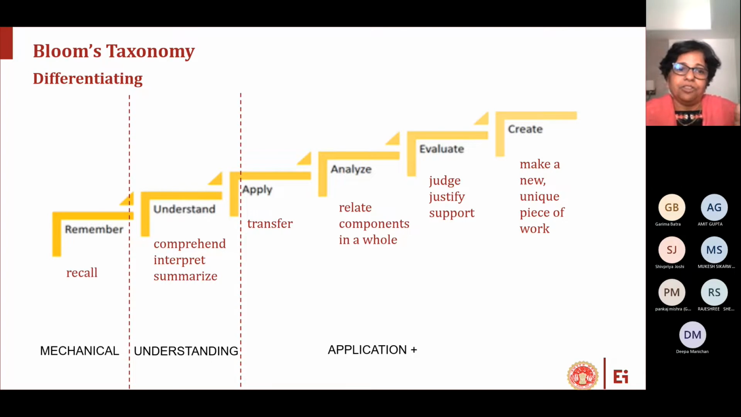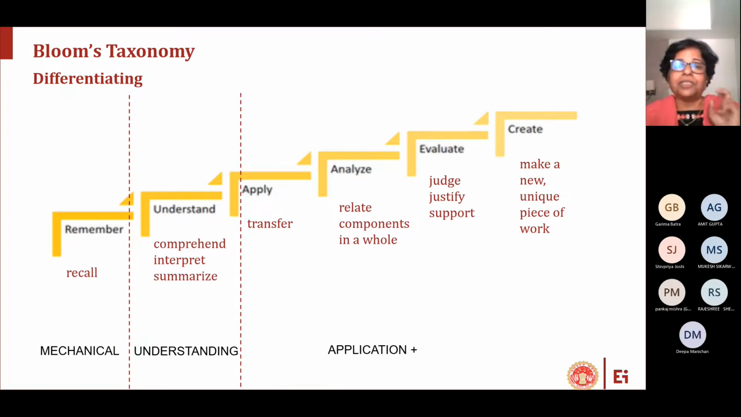Is this clear? So now we will go to the second level of bucketing. First we saw whether it is at a granular level or a conceptual level. Now we will check whether these questions are at a mechanical level, which is just recalling information, or an understanding level, in terms of rewriting in their own words, and apply, analyze, evaluate, create.